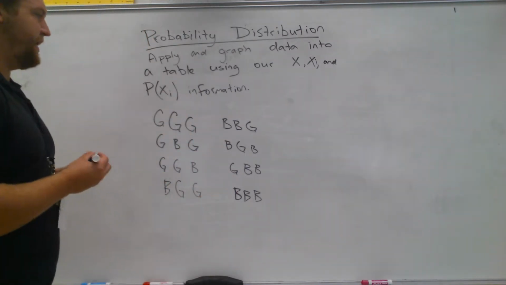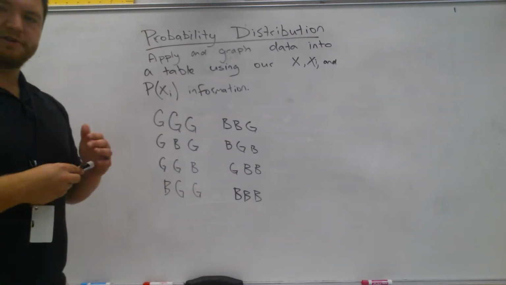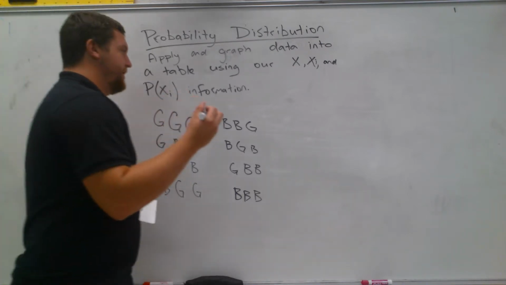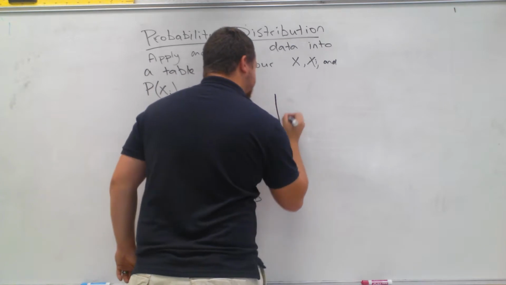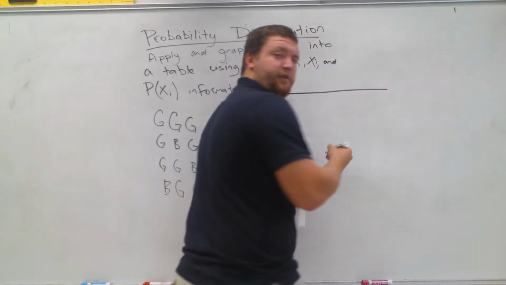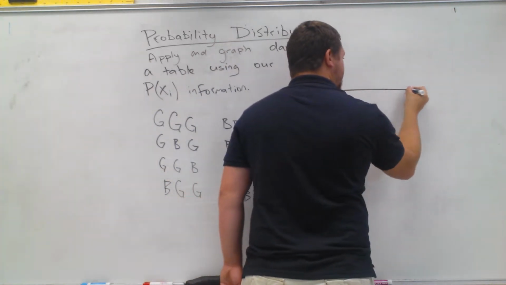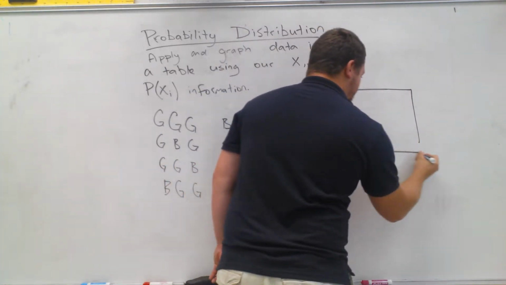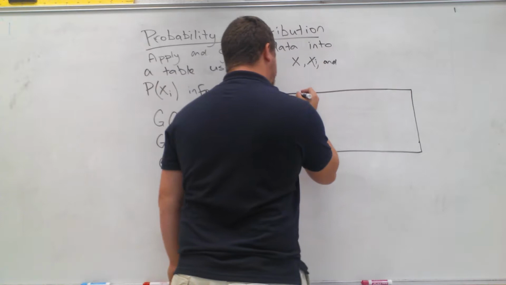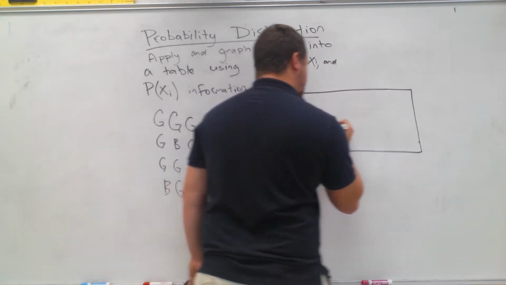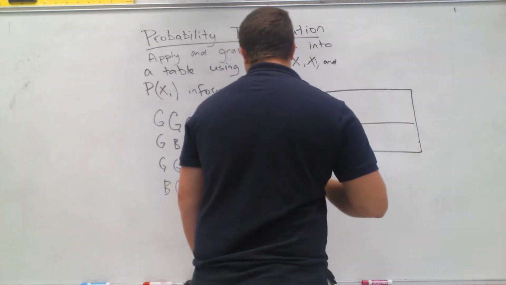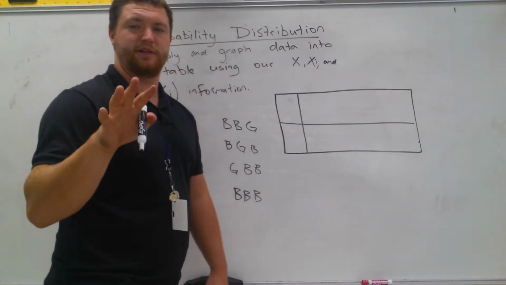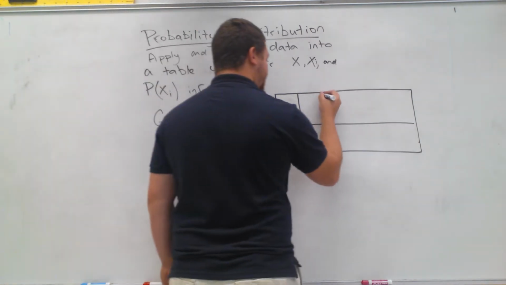Now, my probability distribution deals with counting an outcome. So I'm going to make a table. How far can I go? Oh, I got plenty of room. How many? We could have 4 different possibilities with the number of girls.